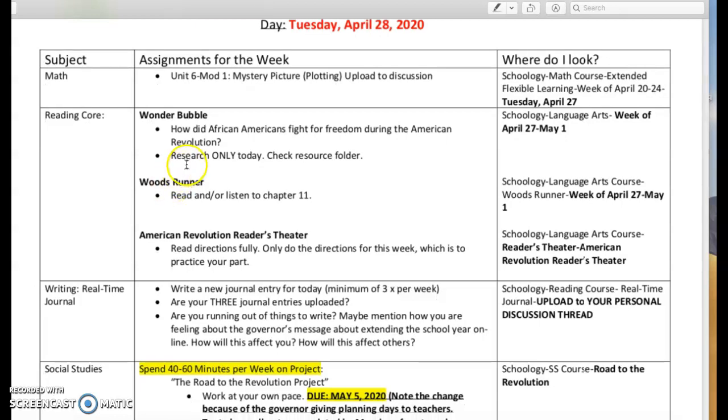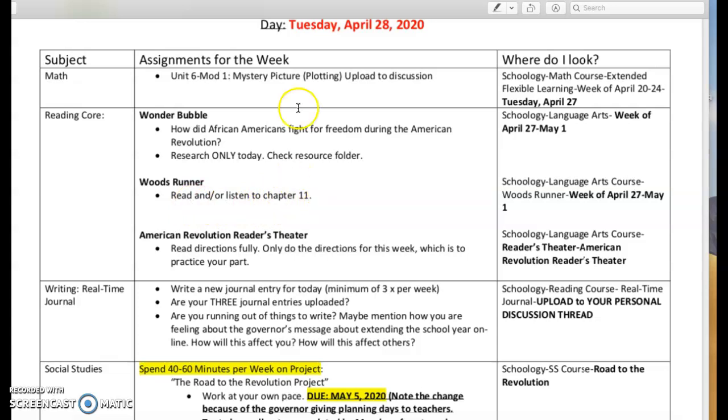In reading core, you're going to continue to work on that wonder bubble. Make sure you continue to do research again today. Make sure you're taking the time to do that research and make sure you're using the resources from the resource folder. In Woods Runner, you are going to read chapter 11 today.